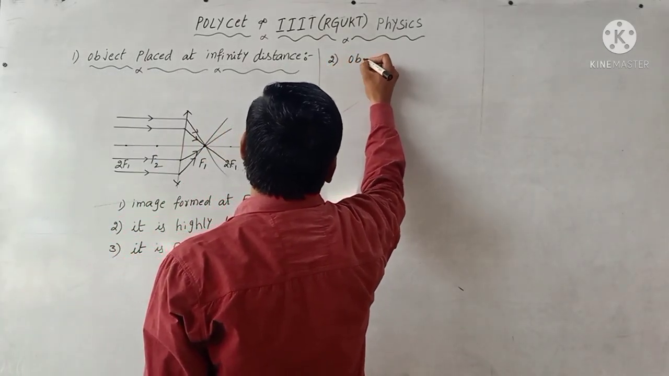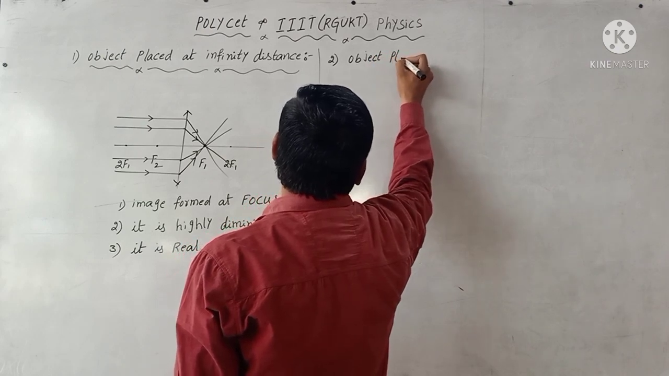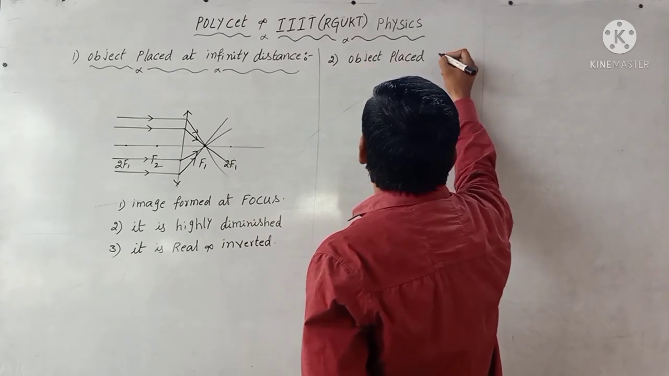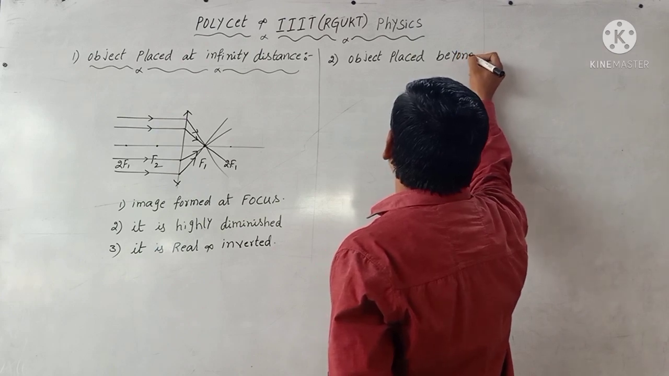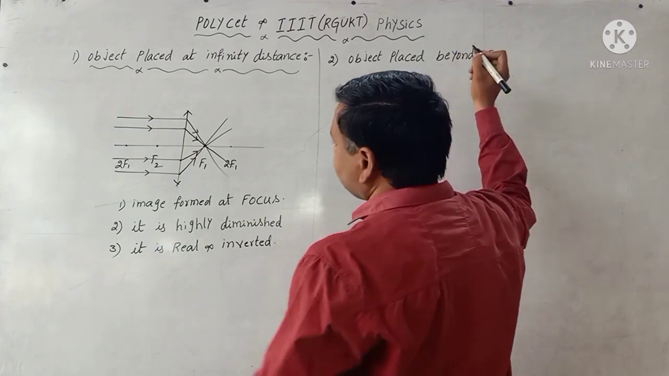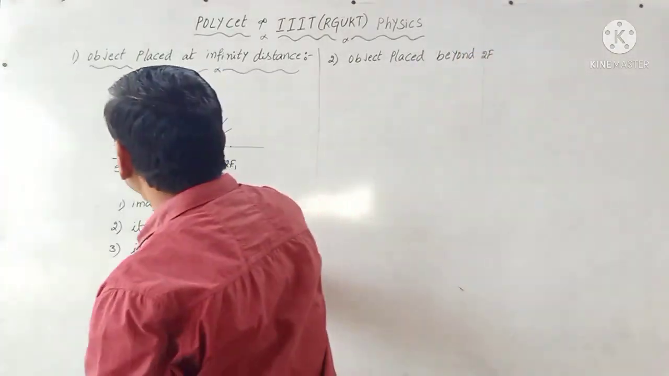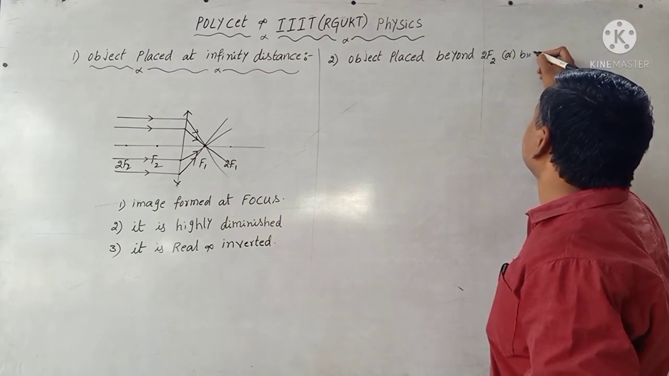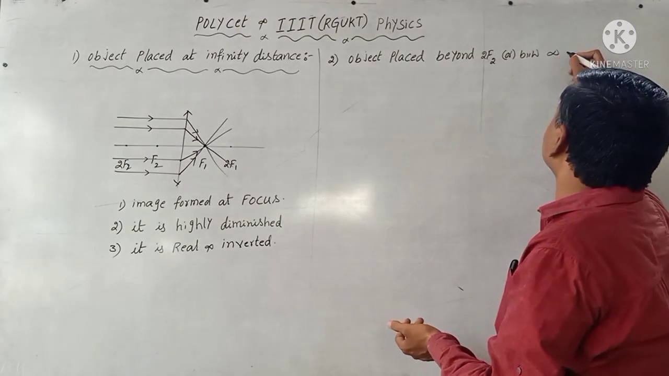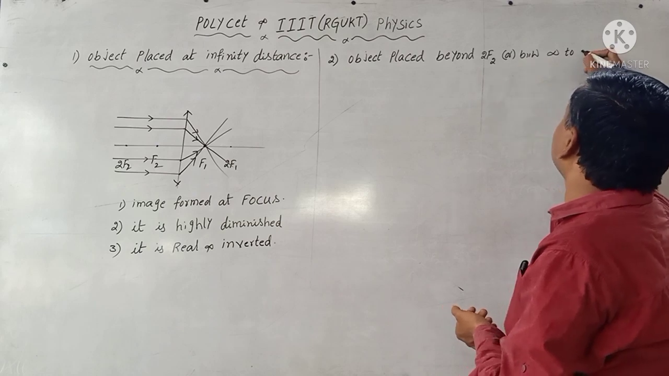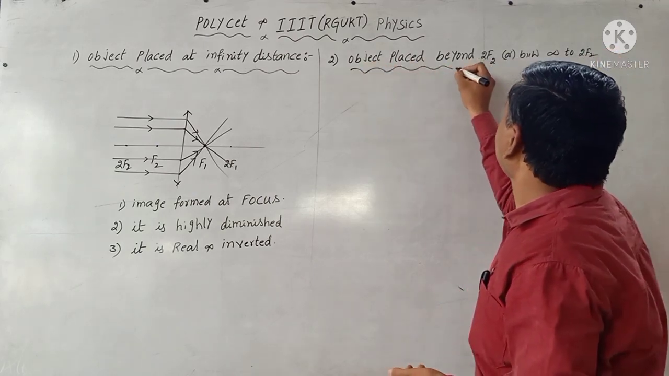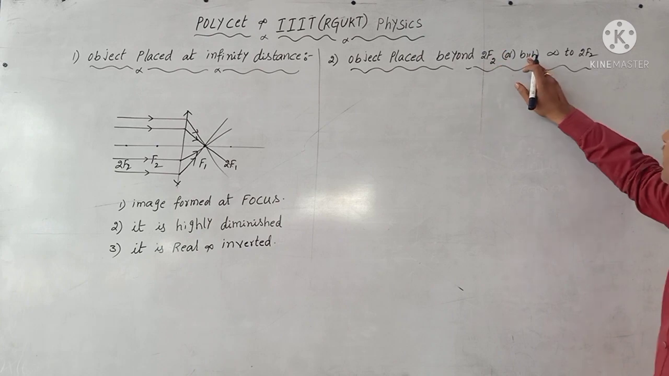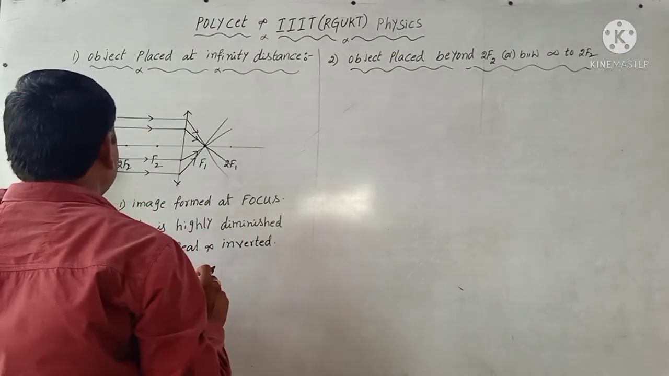Object placed beyond 2f2, or between infinity and 2f2. Sometimes they ask this type: object placed beyond 2f2, or between infinity and 2f2, that is, an object at infinity distance.